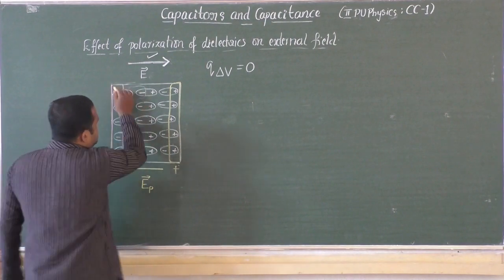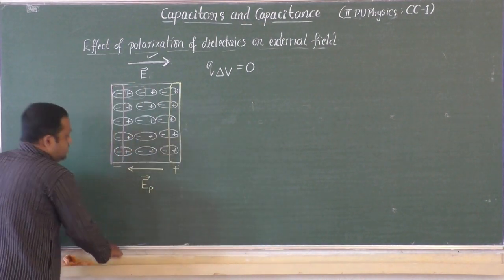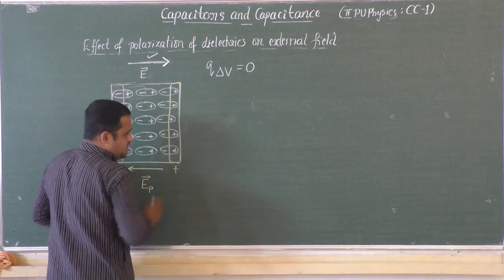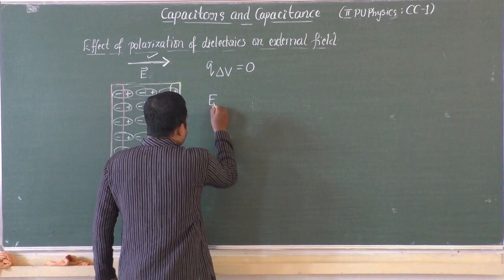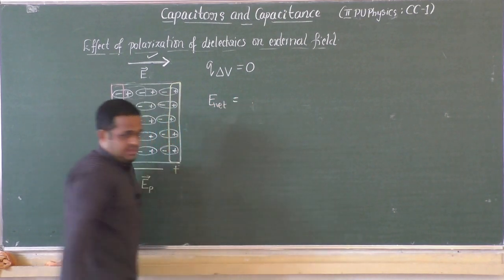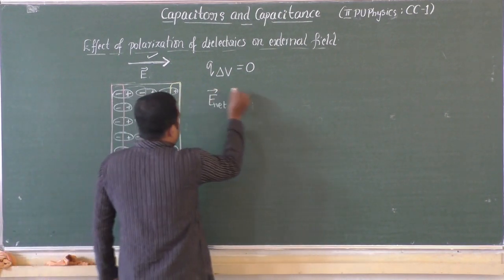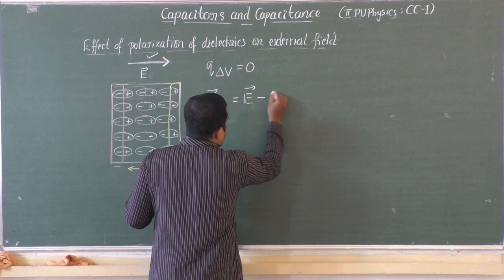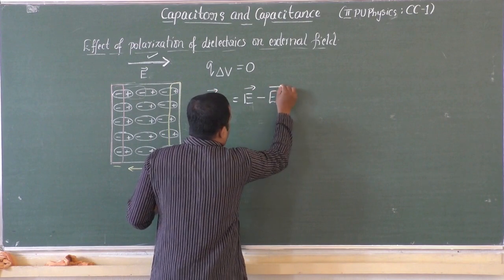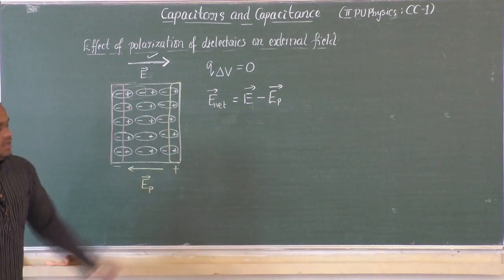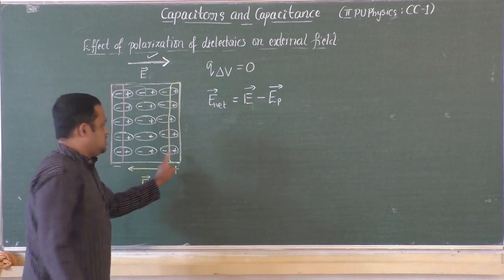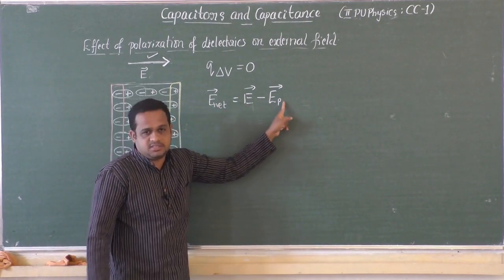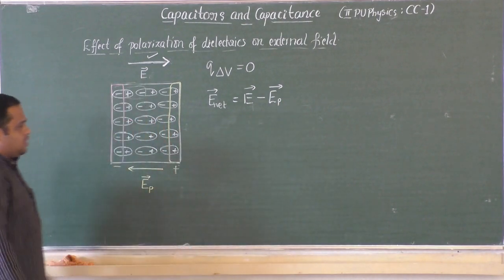Now consider the region in which we placed the dielectric substance. In that region, the net electric field is equal to the external electric field, the direction is opposite, therefore minus the electric field produced due to polarization. Okay, net electric field in this region is equal to the external electric field which is used to polarize the dielectric minus the electric field produced due to polarization.